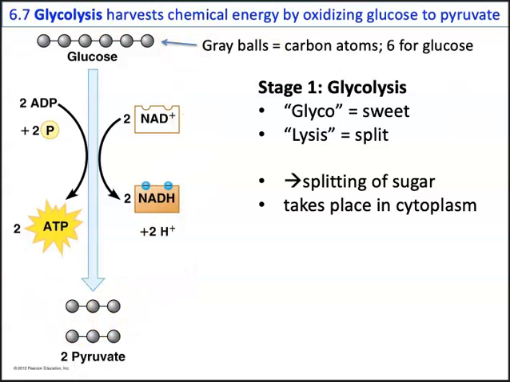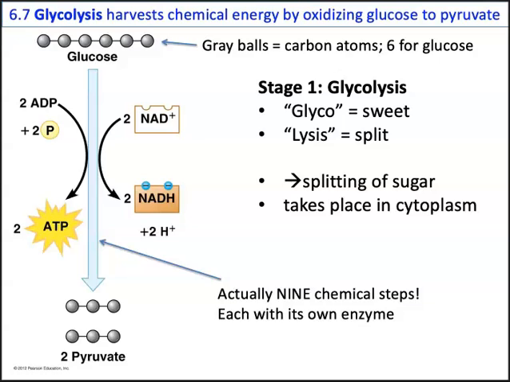In this diagram here, this shows the entire process of glycolysis, but very abbreviated. So we start off with glucose, we end up with 2 molecules of pyruvate. And in this diagram, those gray balls represent carbon atoms. So we have 6 originally for glucose, and then we have 3 for each of those 2 pyruvate molecules. And this is much more complicated than it's showing. There are actually 9 chemical steps in glycolysis, and each of them has their own enzyme. Luckily for you guys, you don't have to memorize that in this class, although if you go on to take a biochemistry class, you likely will.